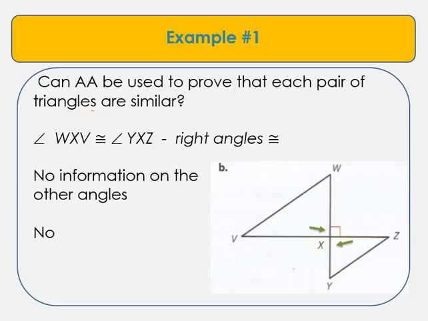Moving on, in example 1, we now take the same drawing, but with this drawing the only information we have is that we have right angles. So we have this right angle that's placed here means that these two angles are also right angles, and so is angle X. So we know that angle WXV is congruent to angle YXZ because they are both 90-degree or right angles. However, we don't have any information on our other angles, so we cannot prove this similar. We have to have two corresponding sets of angles to prove similarity.